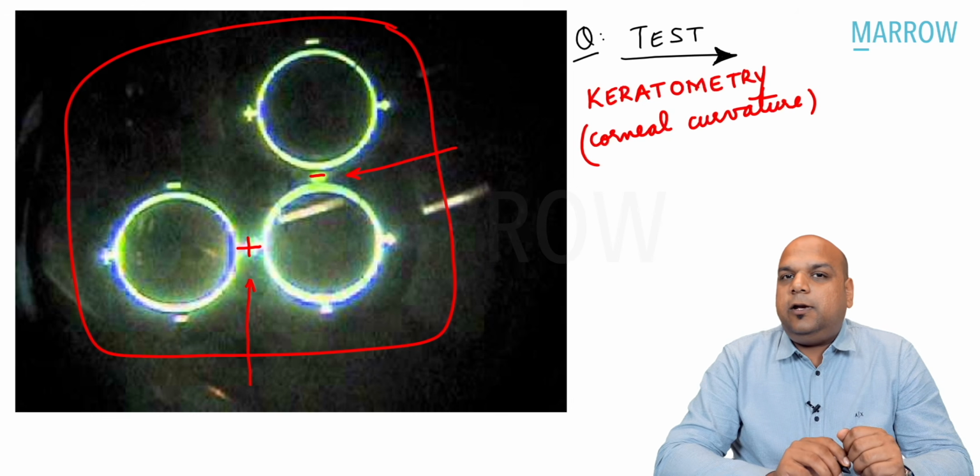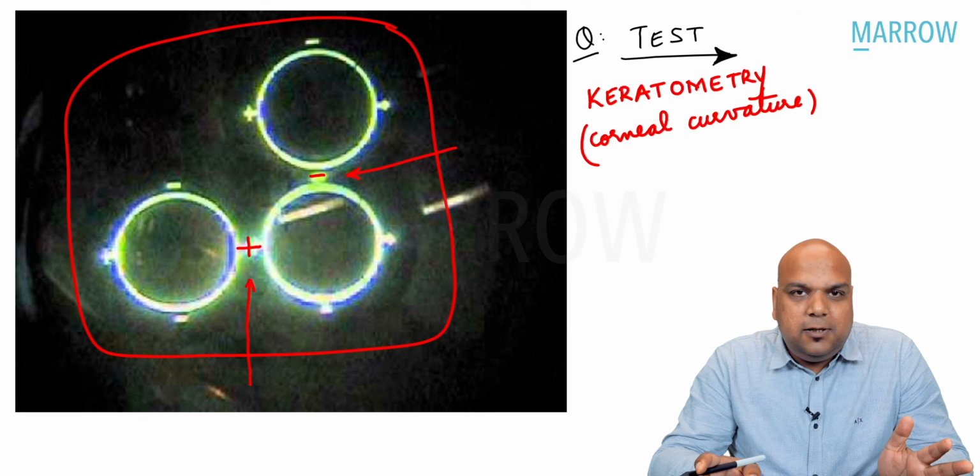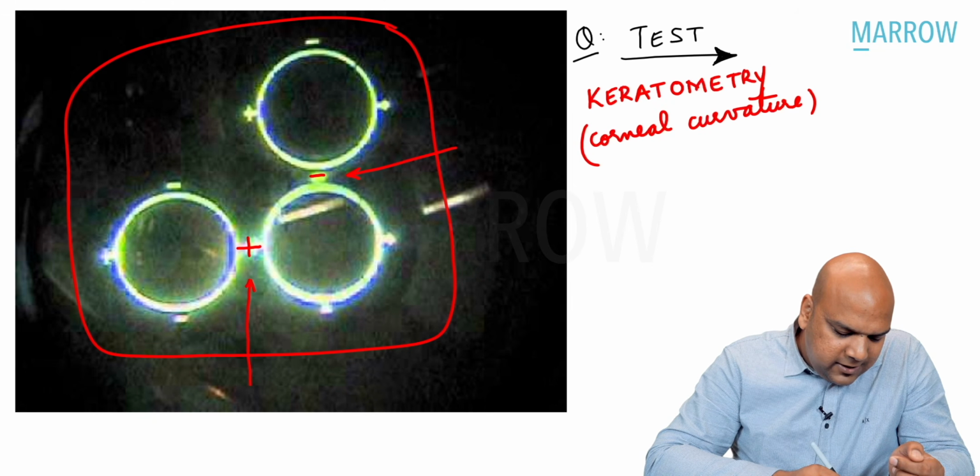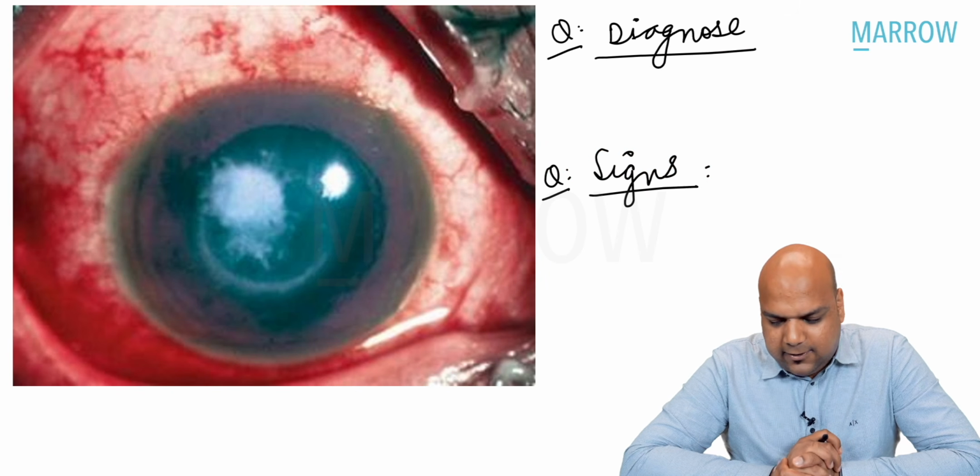Keratometry is used to measure corneal curvature. Am I clear about this, everybody? No confusion here. All right. Let's move on to the next, diagnosis and signs.